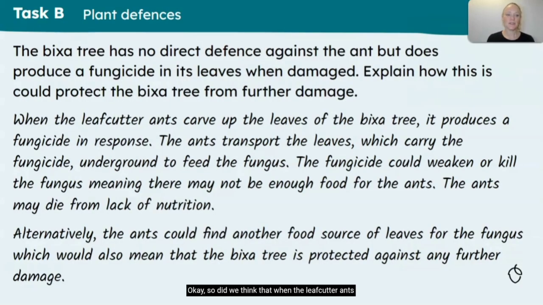Okay, so did we think that when the leafcutter ants carve up the leaves of the bixa tree, it produces a fungicide in response? The ants transport the leaves which carry that fungicide underground to feed the fungus. The fungicide could weaken or kill the fungus, meaning there may not be enough food for the ants. The ants may die from a lack of nutrition. Alternatively, the ants could find another food source of leaves for the fungus, which would mean that the bixa tree is protected against any further damage.